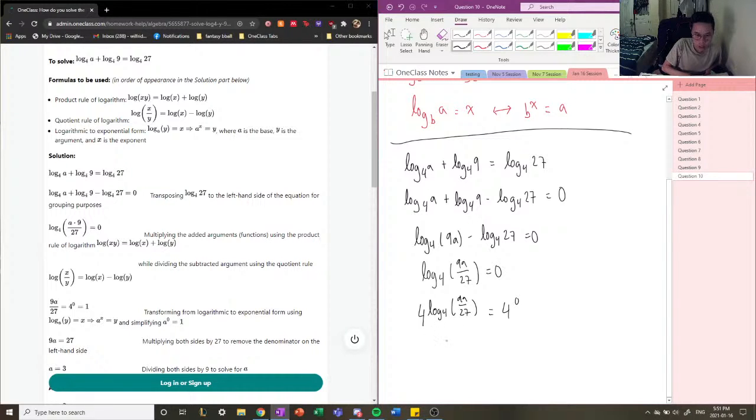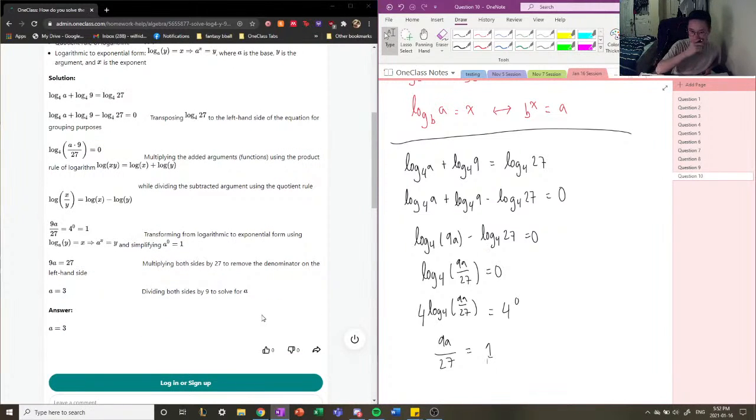By doing this, we are now able to get rid of the log base 4, and we have 9a divided by 27 equals 4 to the power of 0, which is equal to 1. Now we can isolate for a, which is going to be 9a equals 27, and a is equal to 3 if we divide both sides by 9.